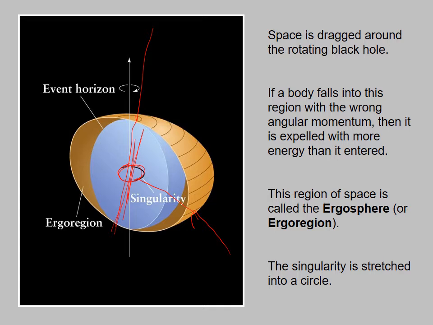Okay. The region of space near the black hole, where all this weird stretching of space happens and you can only fall into it one direction, we sometimes call the ergo region or the ergosphere. Ergo is from the Latin for work, because theoretically, if you shoot something into the black hole the wrong way, it's going to come out with more energy than you went in with.